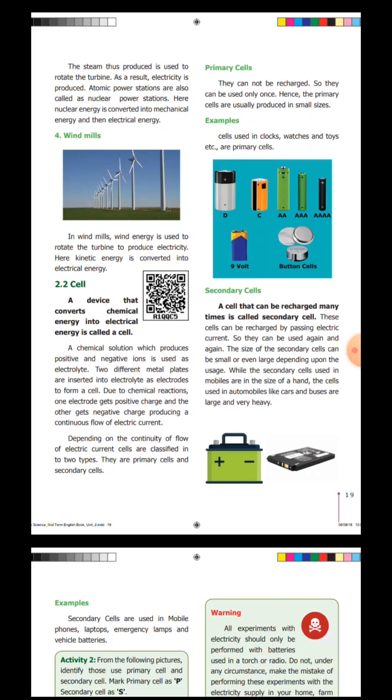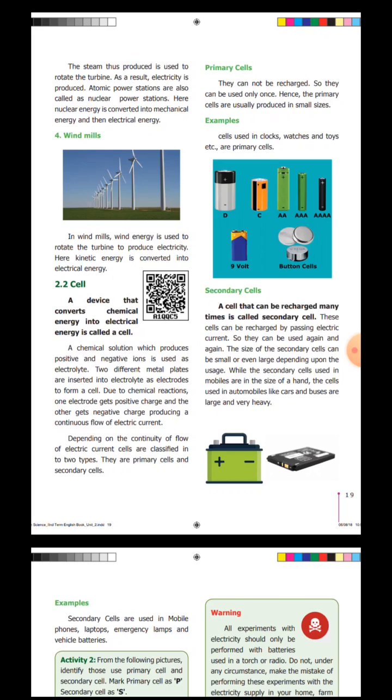It is a substance that dissociates into ions in the solution and acquires the capacity to conduct electricity. Substance means such as an acid or salt that is dissolved in water. So it conducts an electric current. Such a substance is called an electrolyte. Such a substance is called what, children? Electrolyte. So the chemical solution which produces positive and negative ions is used as an electrolyte.